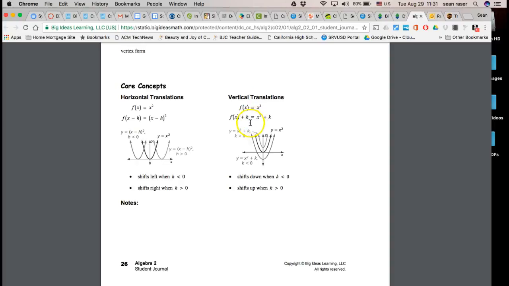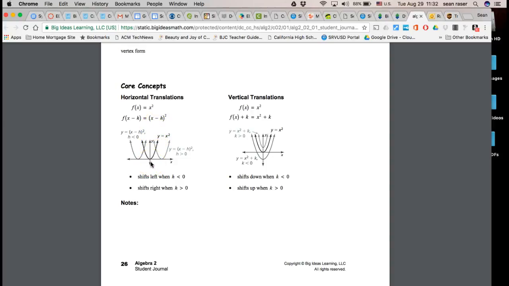With vertical translations, it happens when you add a value k to your function. So remember, k is the number of units that you're shifting, and you add that to the entire function. So if you're adding a positive number, you shift up. If you're adding a negative number, you shift down. With your horizontal translations, because you're subtracting h, if you're subtracting a positive number, you move to the left. And if you're subtracting a negative number, you move to the right.